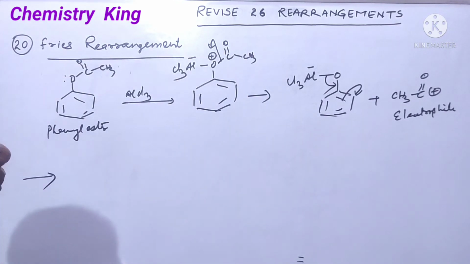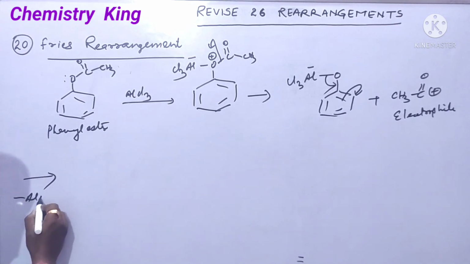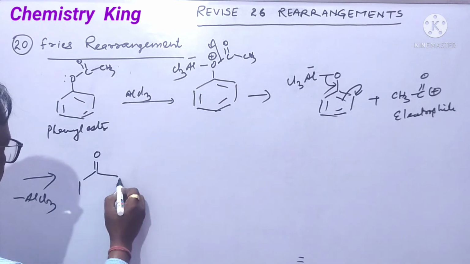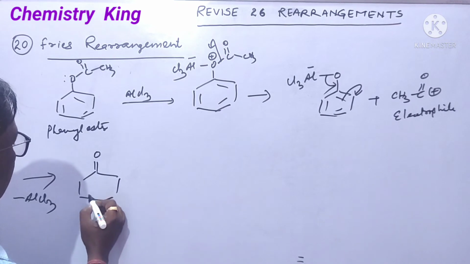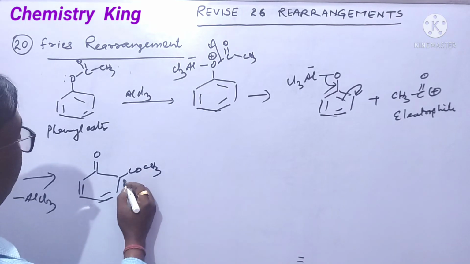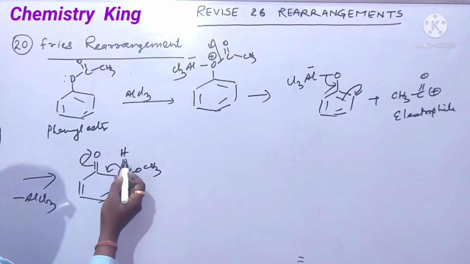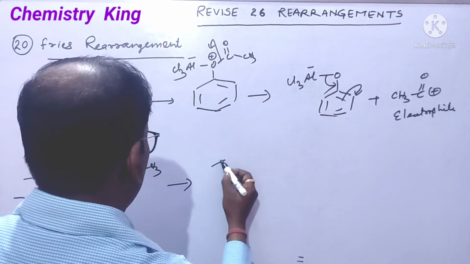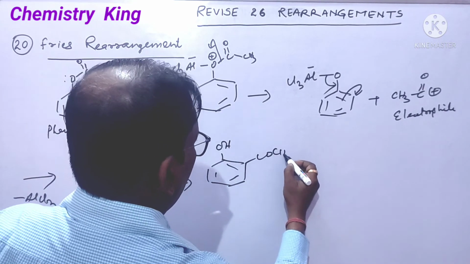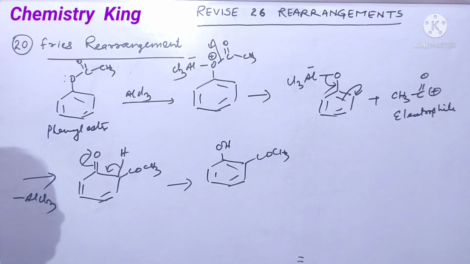So I am only showing the attack of the electrophile at the ortho position. Minus AlCl3, it is again released, eliminated and you will get this. This COCH3 acyl group will be here. If H is here, it will come here, negative charge will be here and this H plus will come here and you will get this OH, COCH3. If it is not here, it will be acetophenol. If it is here, it is ortho-hydroxyacetophenol.